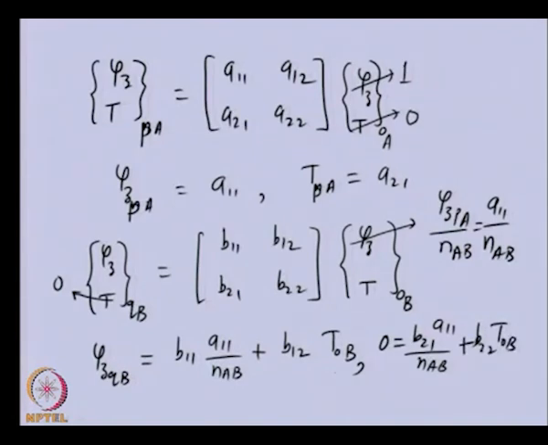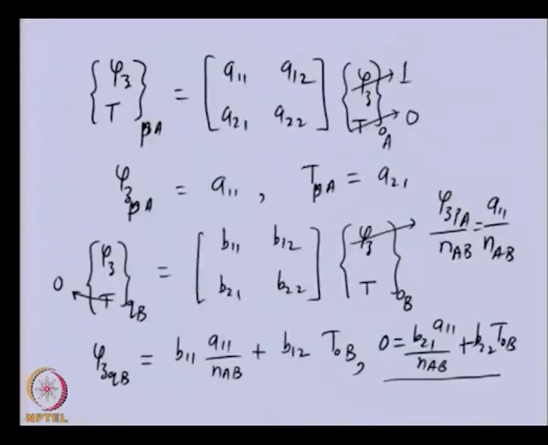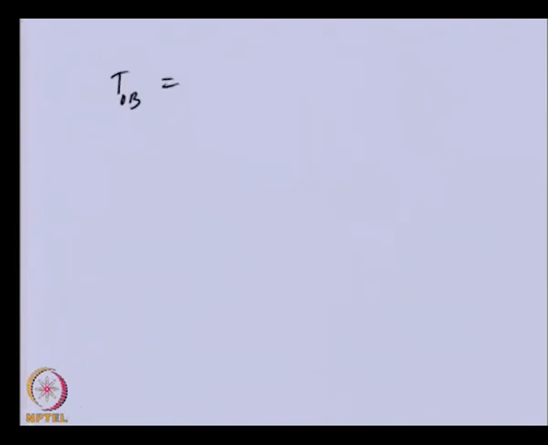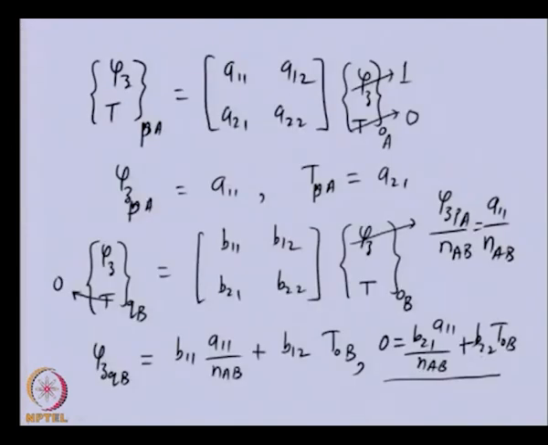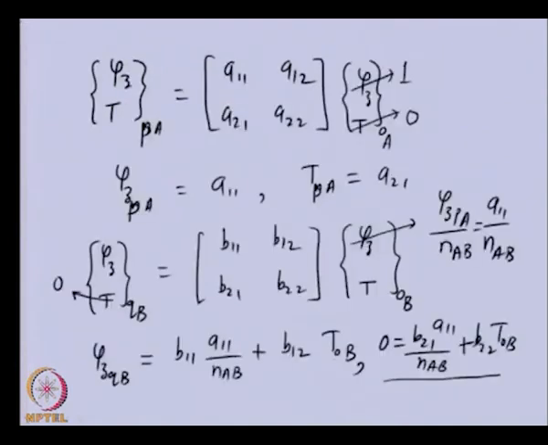So now we can see that we can solve this particular equation for T naught B, and then substitute this in the first equation. So we are solving for T naught B from the previous equation. You can see we will have minus B21 A11 by NAB, and then this will go in the denominator B22. This we got from the second equation. This can be substituted here.